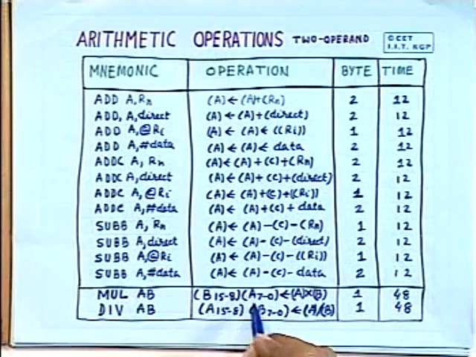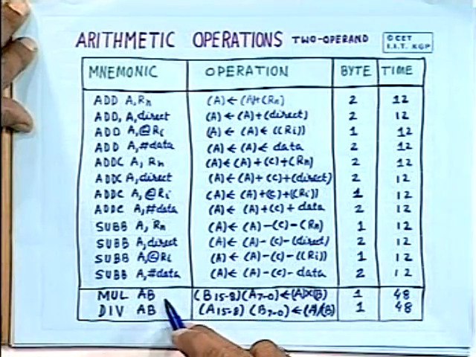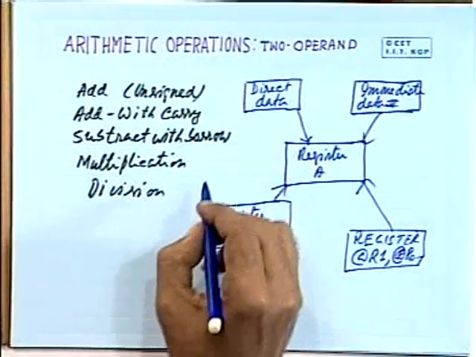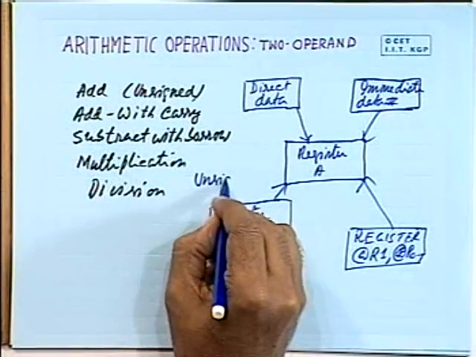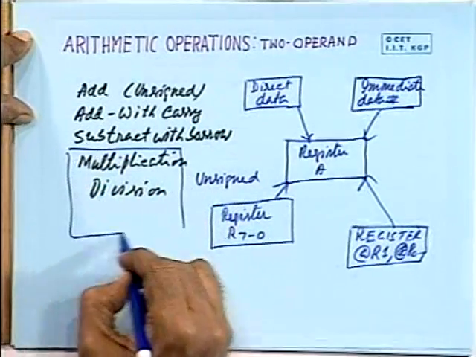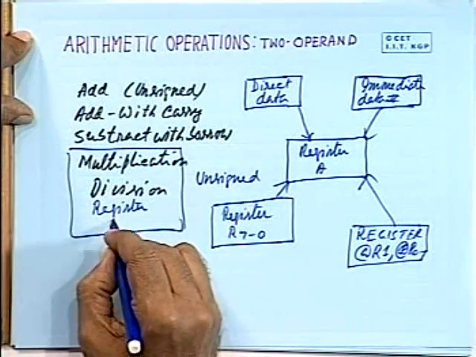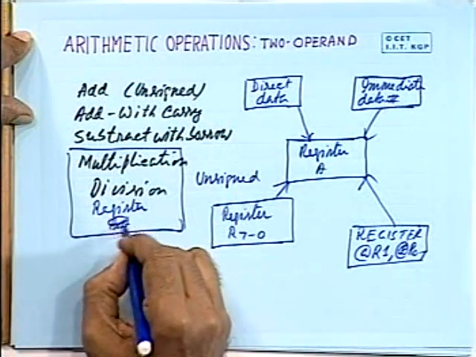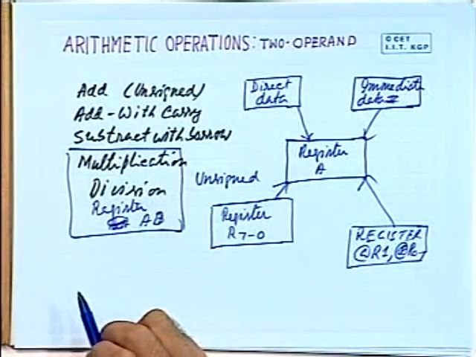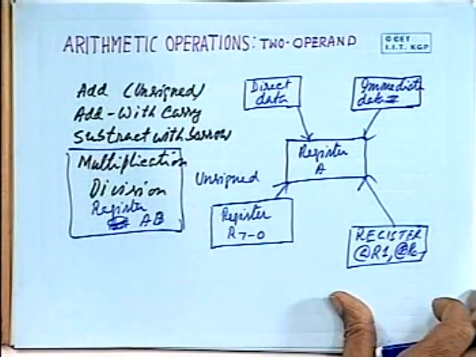So these are the two instructions, multiplication and division, available, and both are unsigned. In both cases, registers B and A are involved, or you can write AB, for the multiplication and division. So this summarizes the two operand arithmetic operations that are available in 8051.